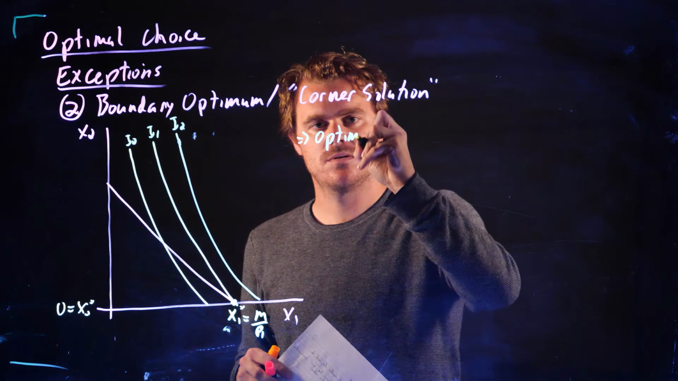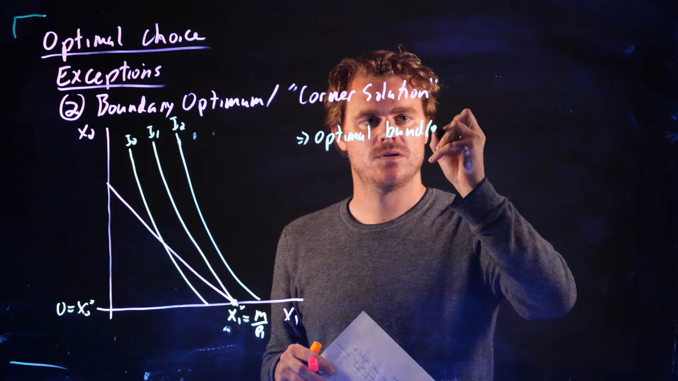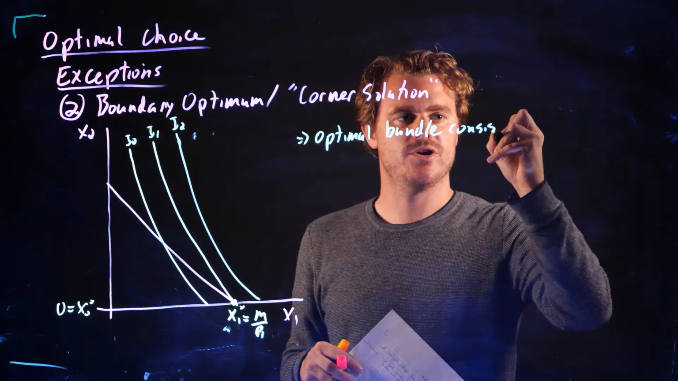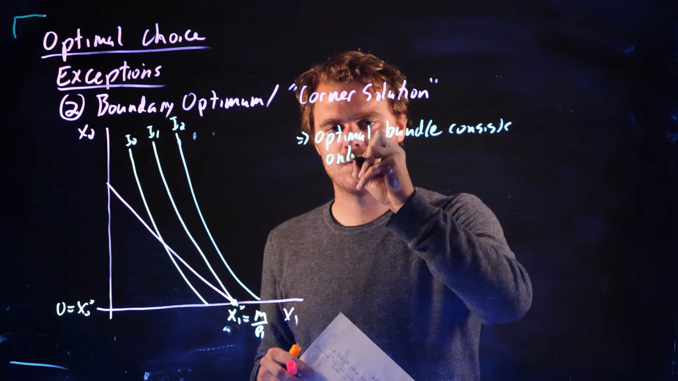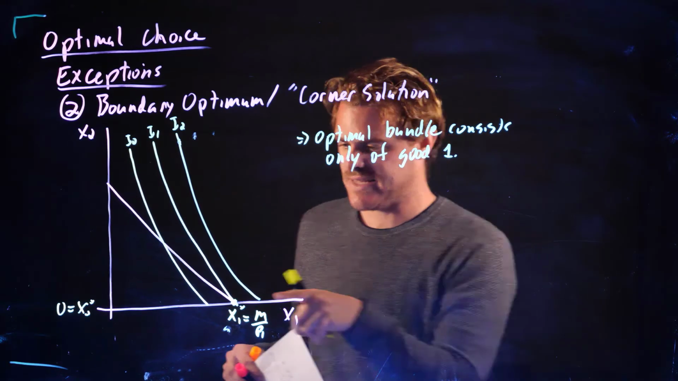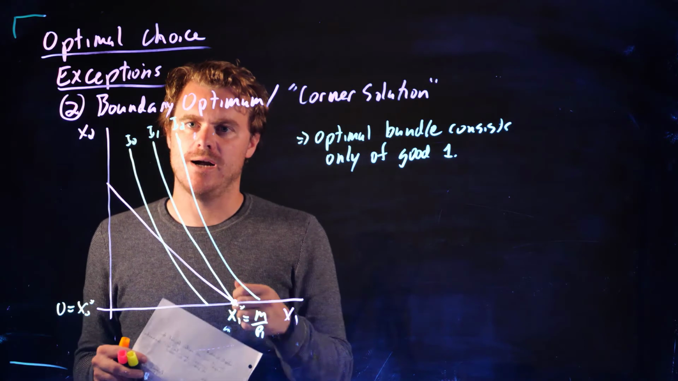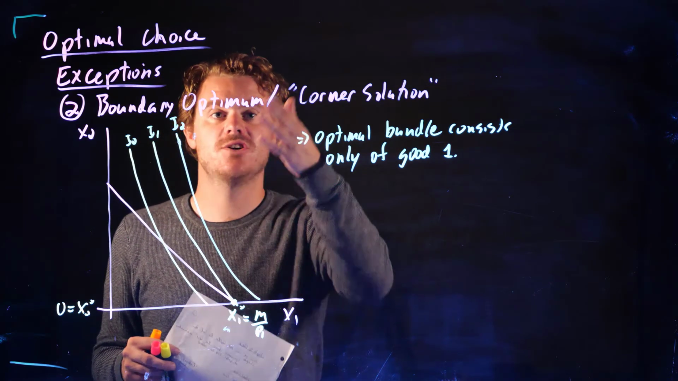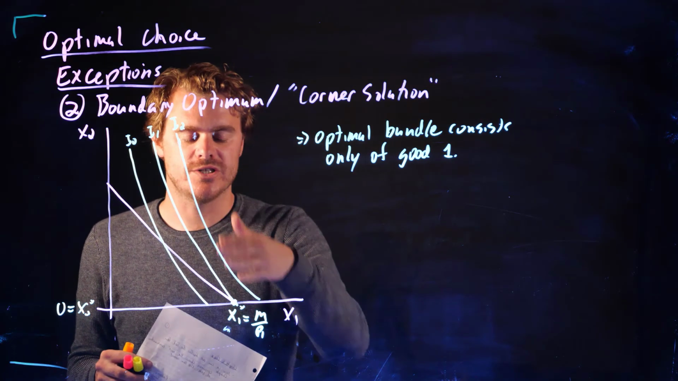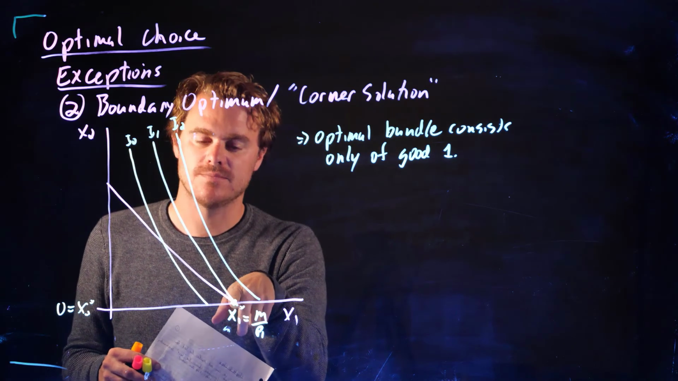So the optimal bundle consists only of good 1 here, because that's the highest indifference curve we can get to. So we have this quasi-linear utility function. This could be the case where we have these corner solutions where you don't have that tangency either, right? Because we're at this point right here.